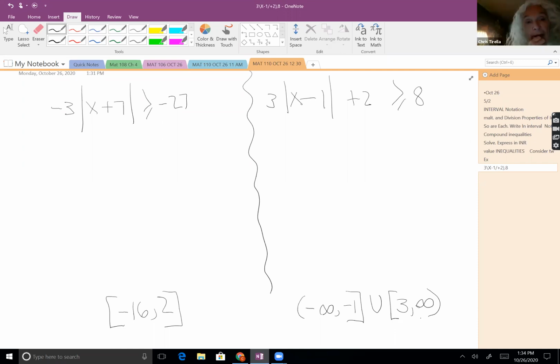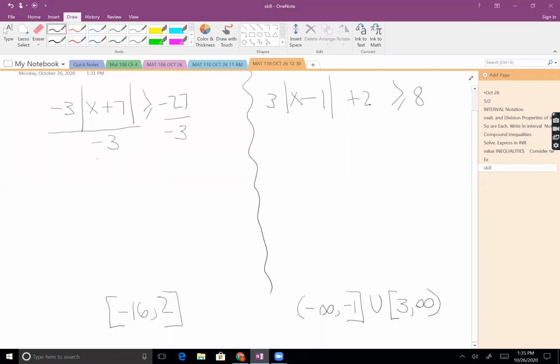Okay. Remember we said we want to get the absolute value all alone first, right? As I look at this side, you see how the absolute value isn't all alone? It's being multiplied by -3. So with this one, I divide by the -3 first. With me so far? Yes. So that gives me the absolute value of x plus 7. Over here, when I divide, I get 9. But remember, when you divide by a negative, you flip it.